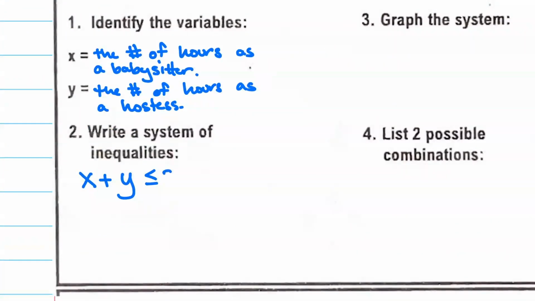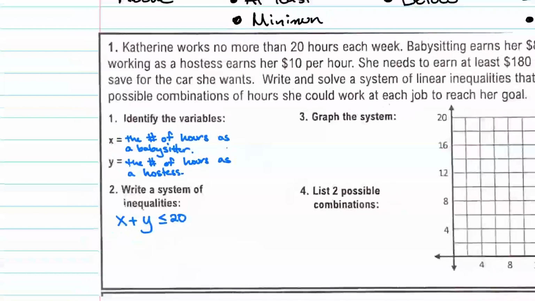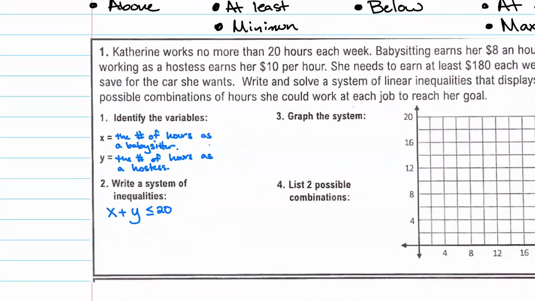So this needs to be less than or equal to 20. There's my first inequality. Let me go ahead and start my second inequality. That first inequality only talked about hours, okay? This one I want to write as it pertains to money. What did they tell me about the money?